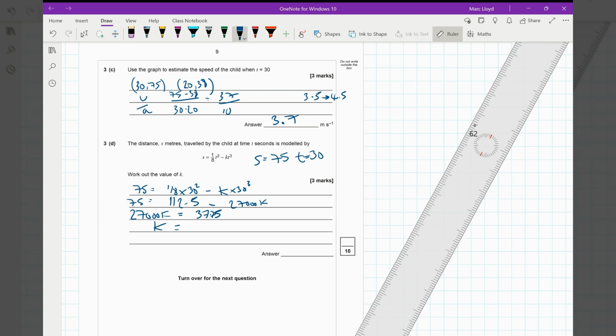So 37.5, and then we're going to divide that by 27,000, which gives us 0.00139814. But if I hit my SD button, I've not got the right number. I've put the wrong thing into here. Go back. 112.5 take away 75 is 37.5.